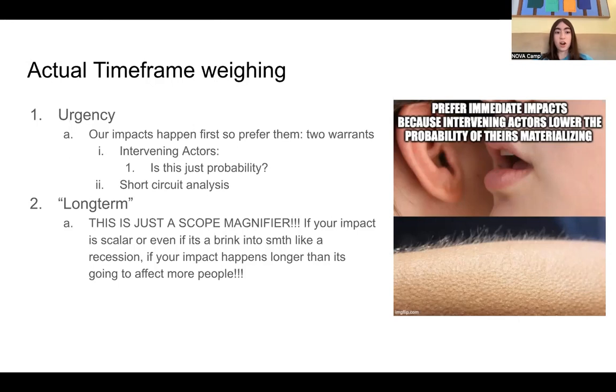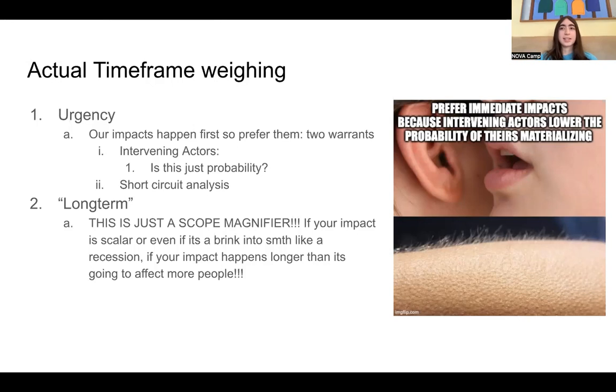I.e., with HSR, if we increase investment into HSR, and your argument is that that investment, I don't know, crashes the airline industry stock market because of perceptions, that happens immediately once the investment is shifted. So what you could argue is that since your impacts happen sooner, there's less of a chance for intervening actors to get involved and stop your impact from happening.